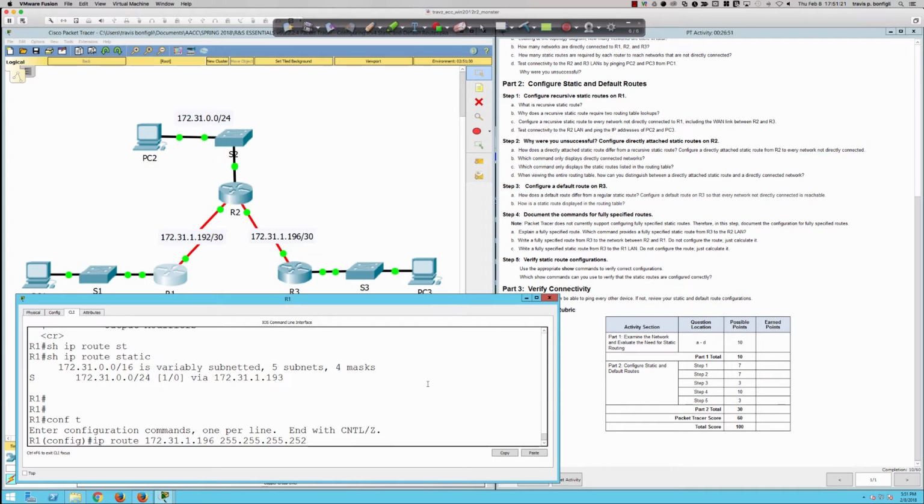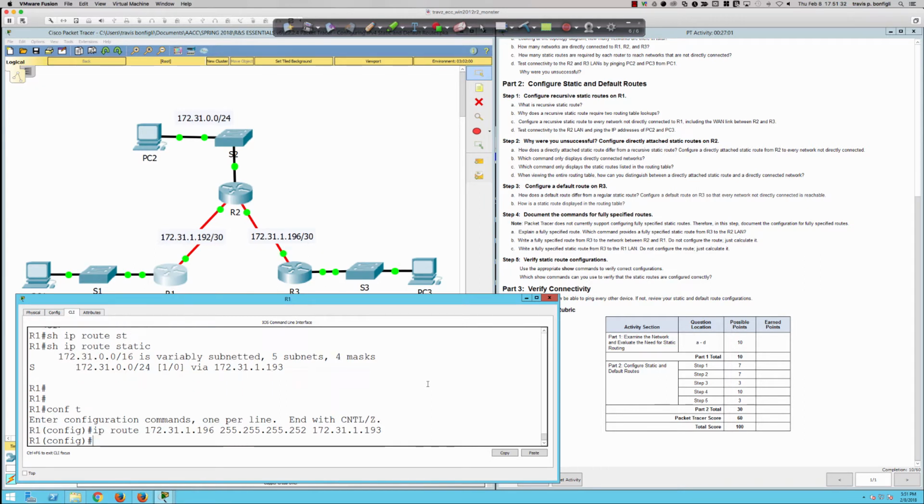And so now, they wanted recursives for all of this, right? Yeah, they certainly did. So the next hop IP will be 172.31.1.193. Again, the entries will look very similar because the next hop IP is the only IP it could be. It's got to be that interface on router 2 because that is the network to which we're directly connected.